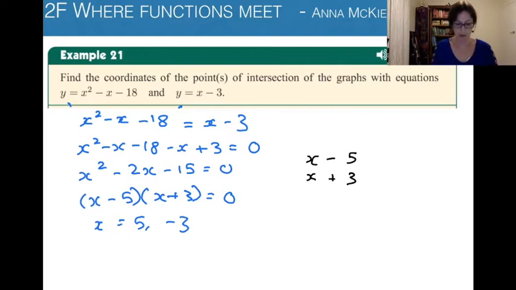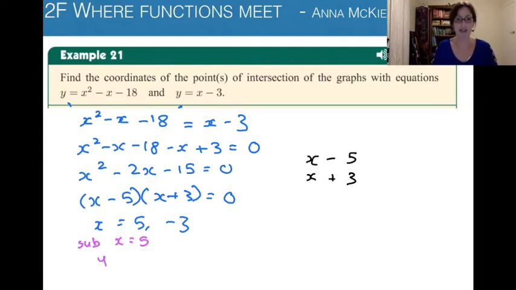But it asks for the coordinates, which means we need the y values that match these x values here. So you substitute those values in. So if you sub x is equal to 5, you might ask yourself, where do I sub it into? You've got two choices. You could sub it into that function or this function. Which one might you pick? I'd pick that one because it's easier. Being linear, you have less possibilities of making a mistake.